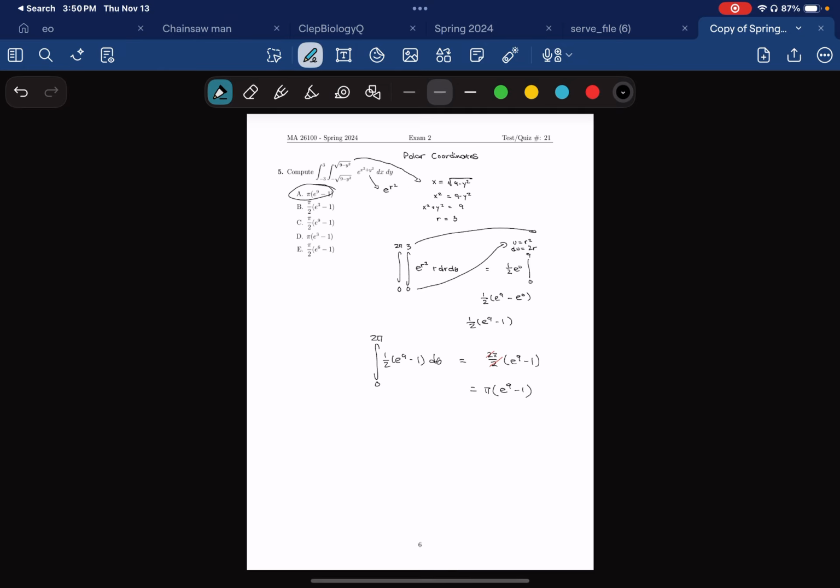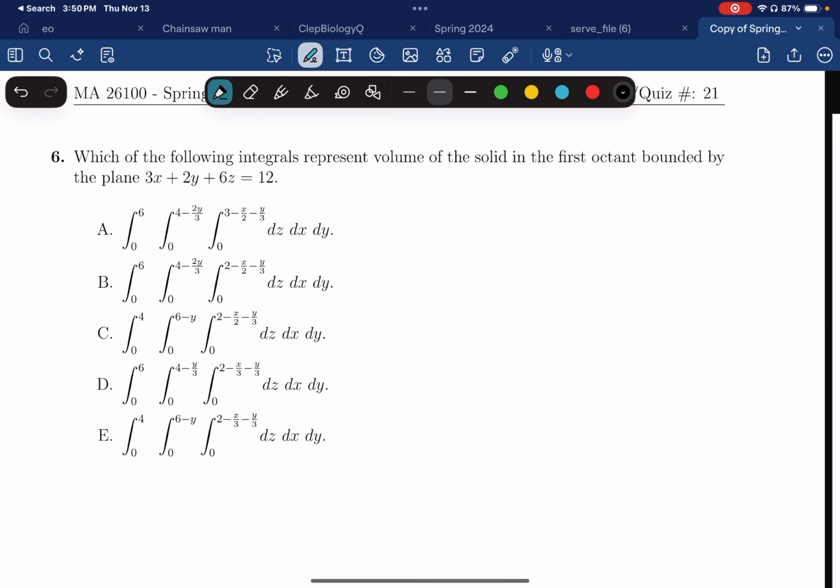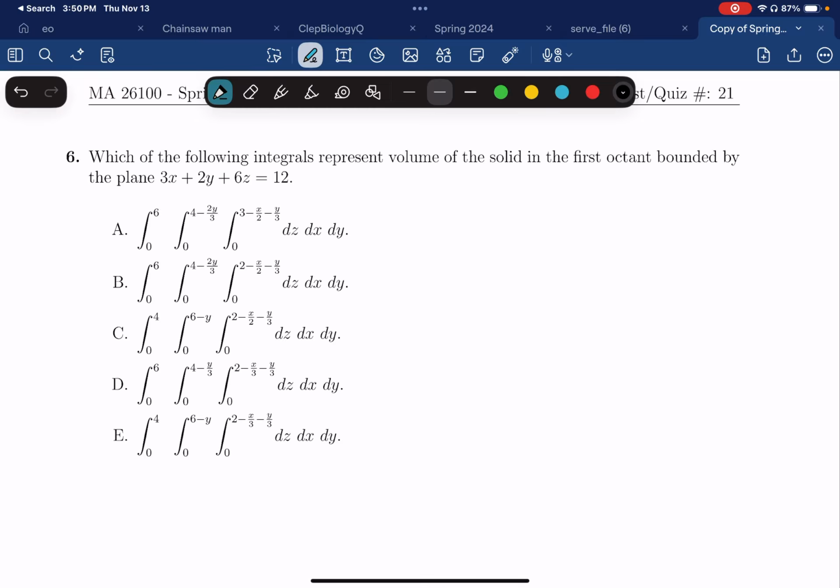Okay, number 6. Which of the following integrals represent the volume of the solid in the first octant bounded by the plane 3x plus 2y plus 6z equals 12? So the first step to this is looking at our integral. So we're going to go from z to x to y. So let's do z first.